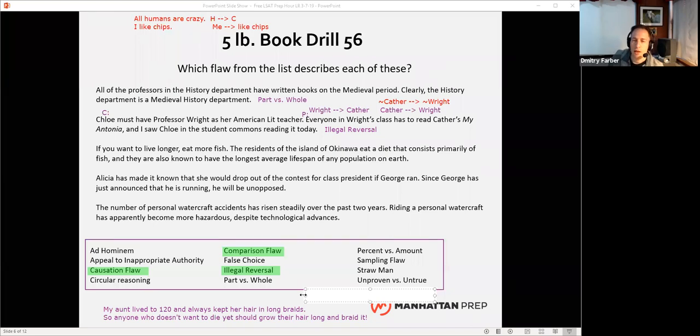But notice here that we have said that in general, Okinawans live longer than anyone else, at least on average, and they eat a lot of fish. And so that gets us down to a causation one. It's not unproven versus untrue because this is true. They've told us as a fact that they do live longer and that they do eat fish. So there's nothing that we don't know about. What's missing though is the causation, right? We don't know that living longer is caused by eating fish, right?